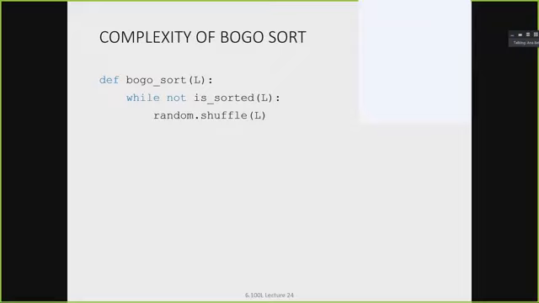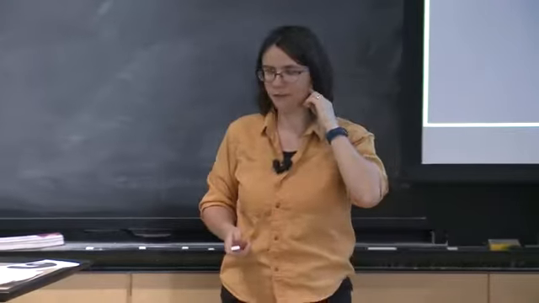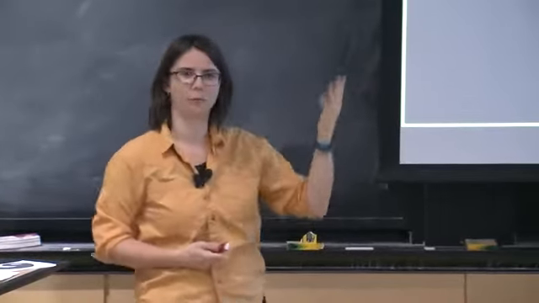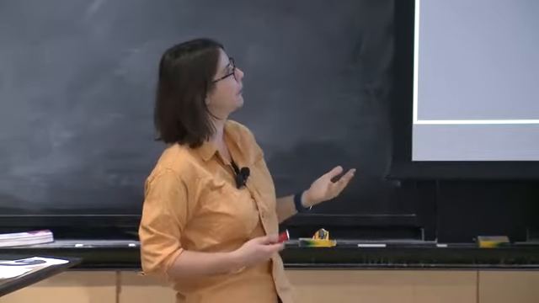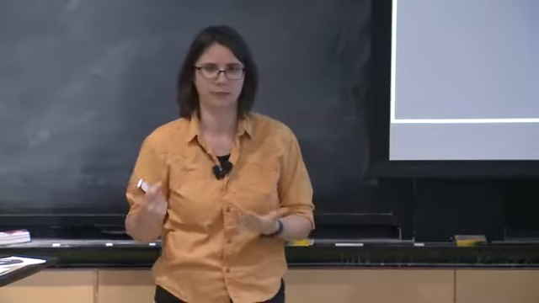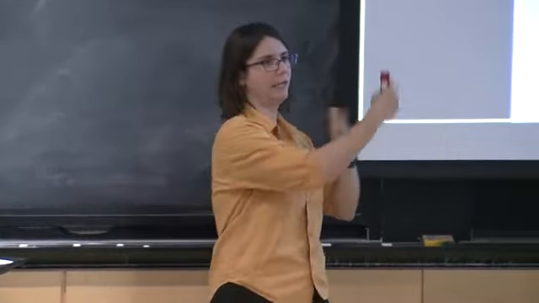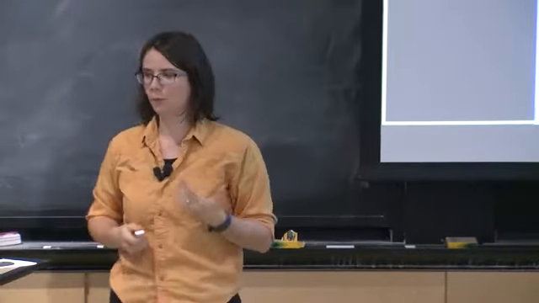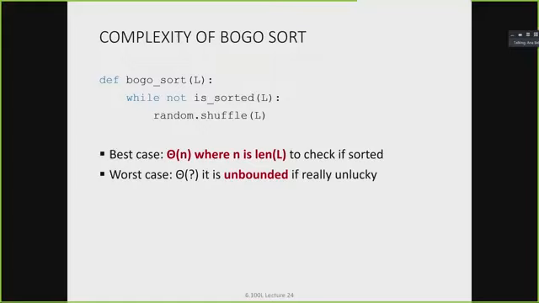So what's the complexity of this function? Clearly, it's not going to be very good. In the best case scenario, let's say my input list is already sorted. Then the theta would be just theta of n, where n is the length of the list, because we have to look at each element once to make sure it's in its rightful place. But in the worst case scenario, the theta complexity is unbounded, so infinity, because we could be super unlucky and never get the elements in sorted order. So clearly not a very good sorting algorithm.